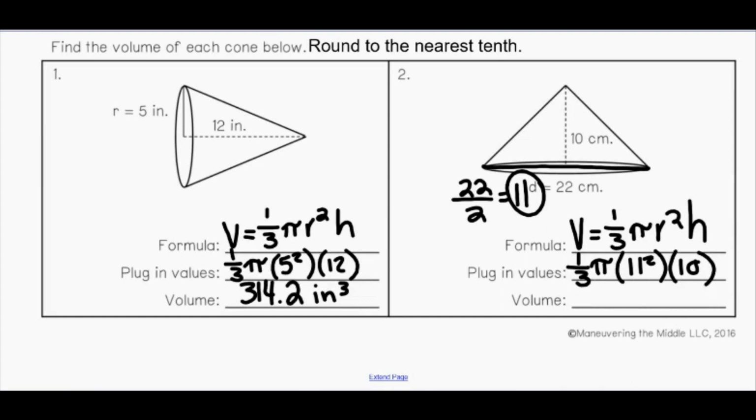Again, in your calculator, you can do 1, ABC button, 3 times pi symbol, in parentheses 11 squared, and then another parentheses times 10. And when you plug that into your calculator, you'll get 1,267.109. So to the nearest tenth, 0.1 or 1/10 centimeters cubed.